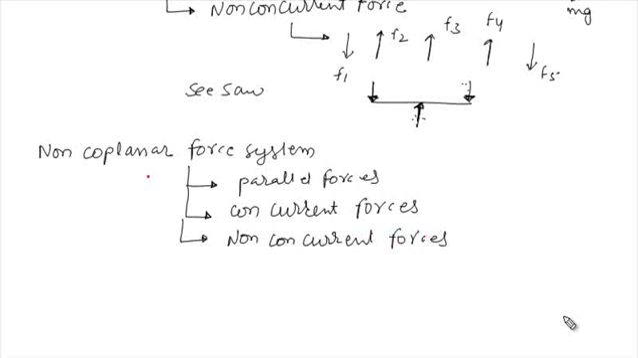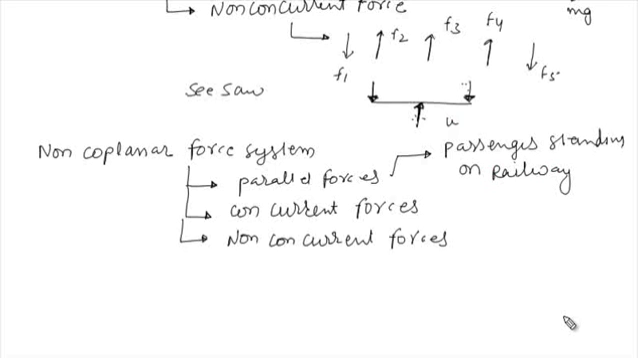In non-coplanar parallel forces, all the forces will be in different planes, but they will be parallel to each other. The best example for defining the non-coplanar parallel forces is passengers standing on a railway platform, or we can say that the weight of passengers standing on a railway platform is a very good example of non-coplanar parallel forces.